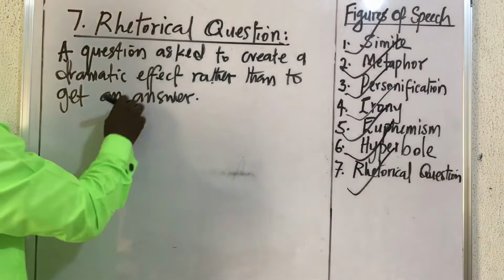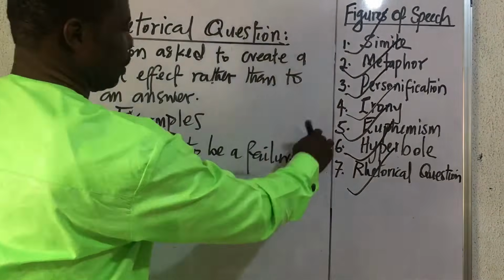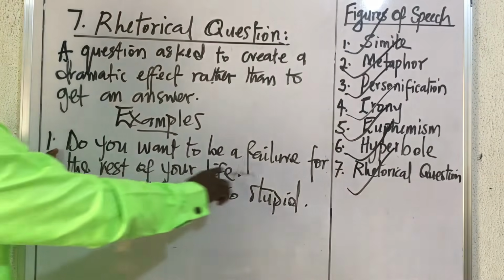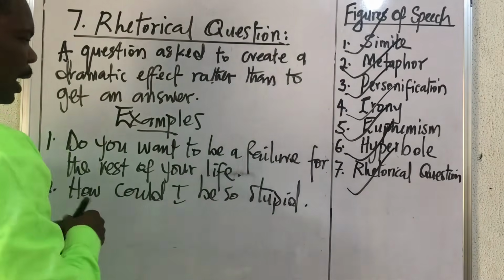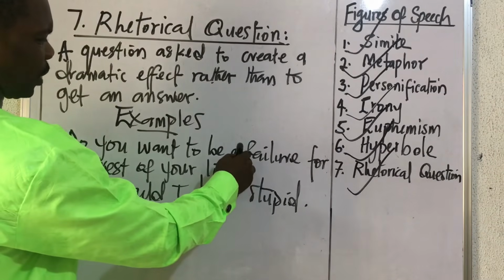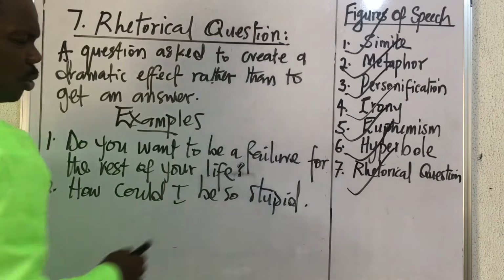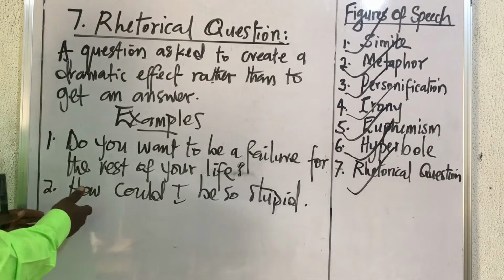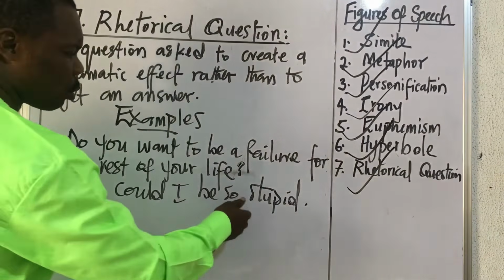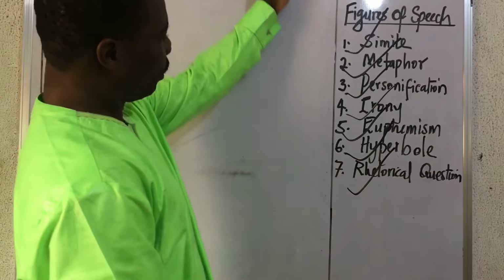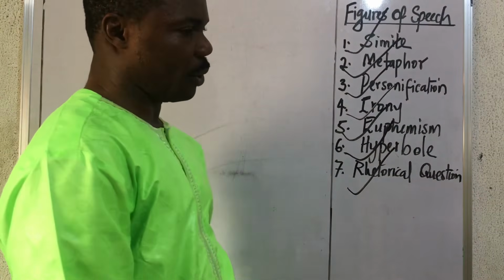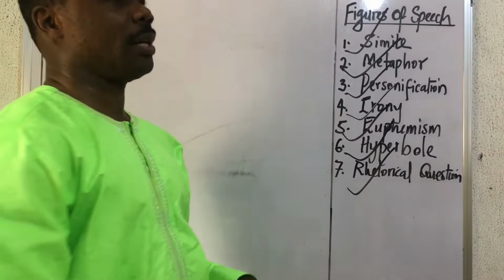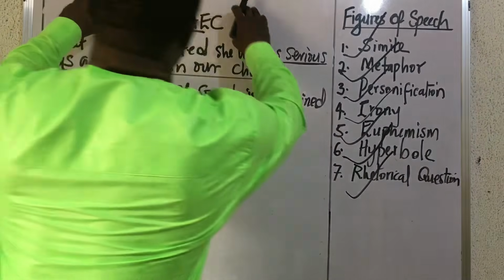Now let's look at some examples. Do you want to be a failure for the rest of your life? So when you are asked this kind of question, you will just know that you don't have to respond to it. Then another one can be, how could I be so stupid? Now, having gone through the explanation of the different figures of speech that are commonly used in WAEC, we now want to look at some past questions.